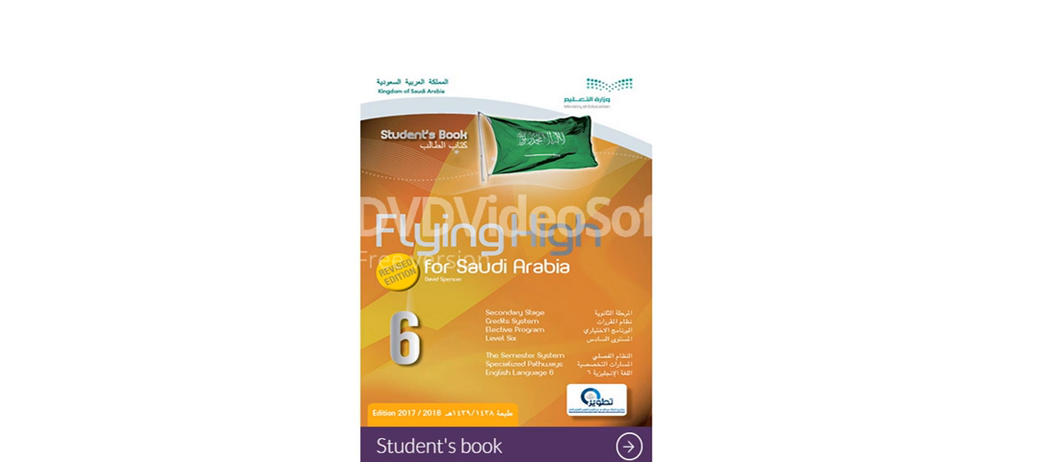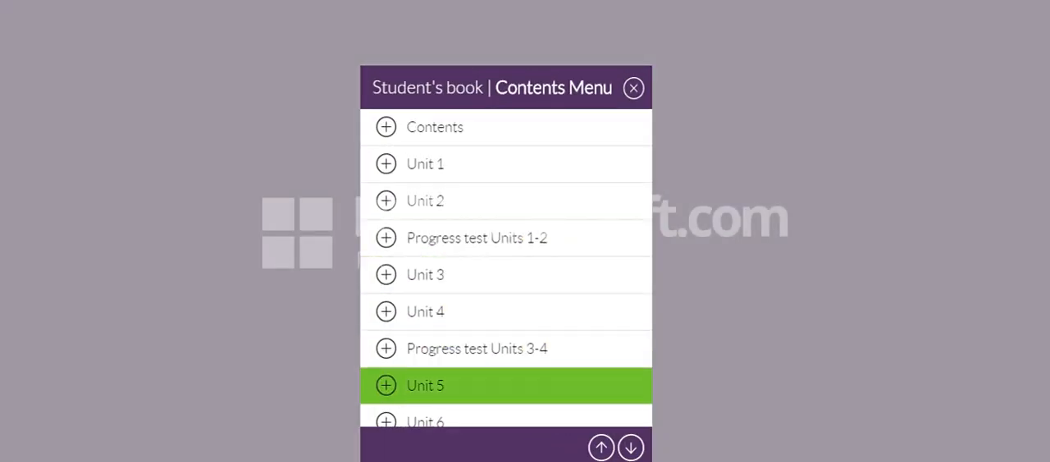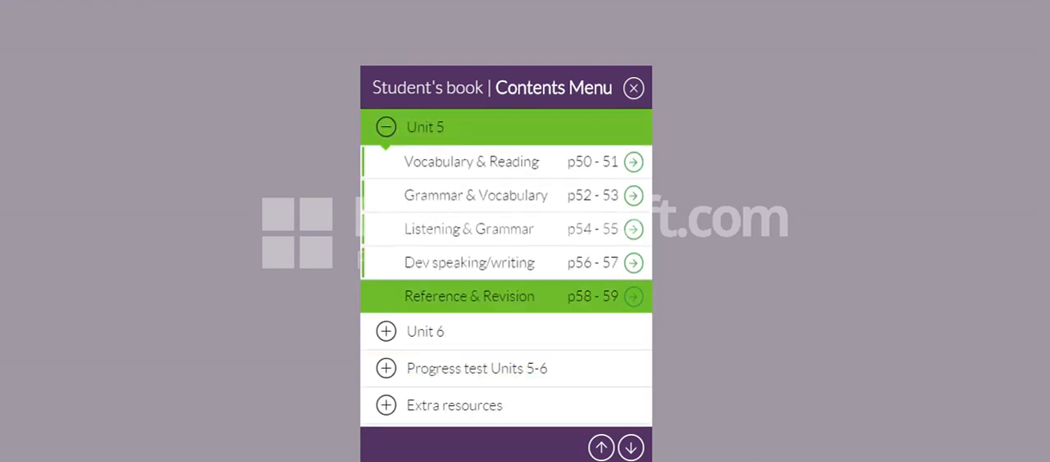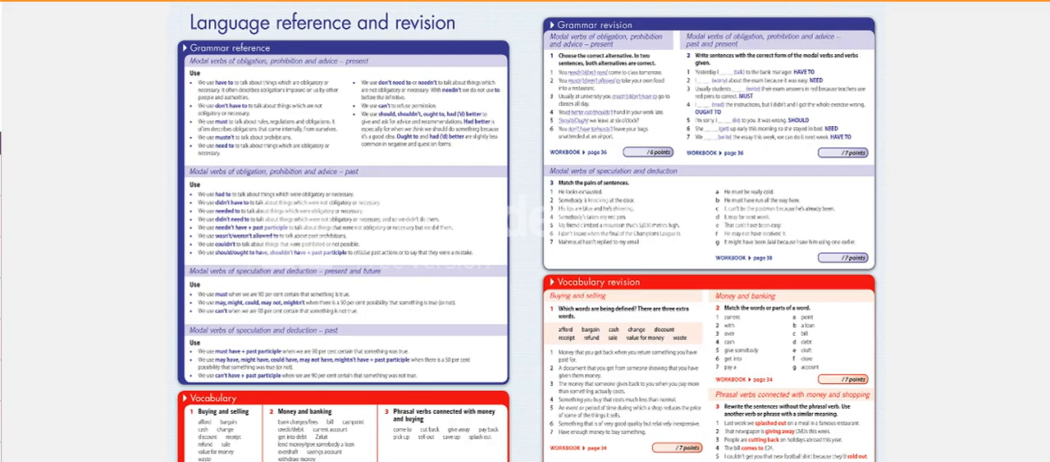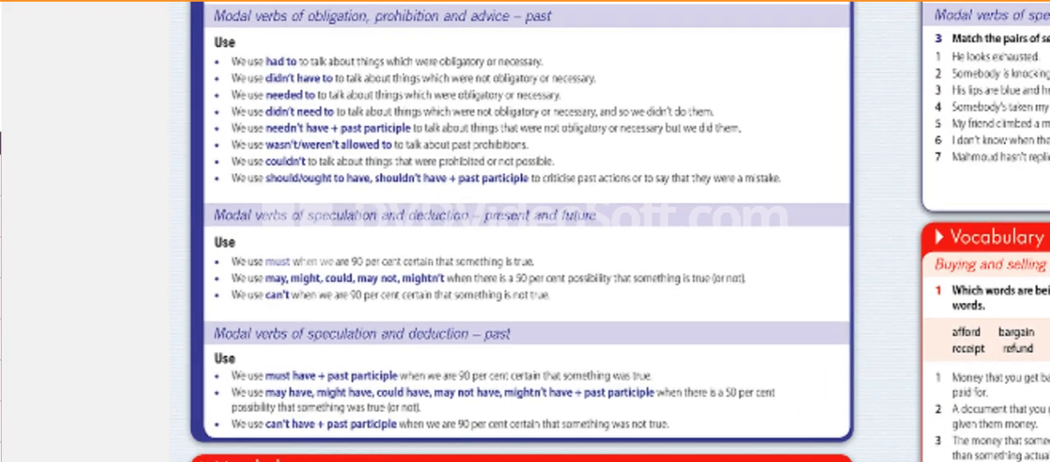Today we are going to continue with our students in the sixth level, our third year students of secondary, level 6 student book, unit 5, reference and revision, page number 58. Modal verbs of speculation and deduction, present and future, and in the past. Okay, first present and future.